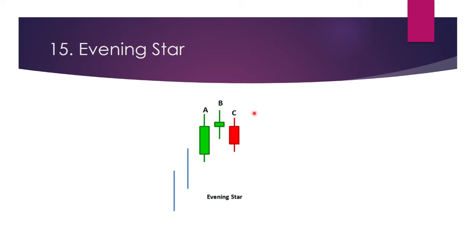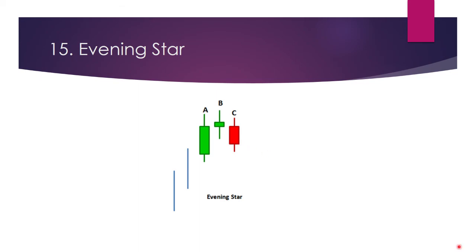The third candle, here we go, must be a bearish candle. Okay, must be a bearish candle. It must close at the midpoint or below the midpoint of candle A. Okay, it can't go over the top. It's going to close somewhere in this area right here before it gets to here. All right. It opened here. This is the close at the bottom.